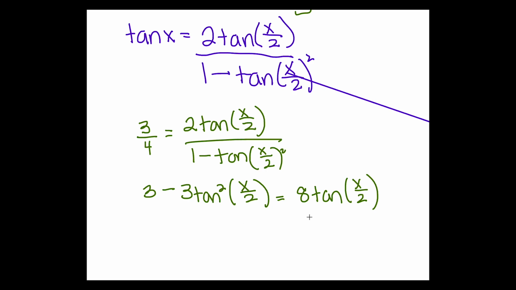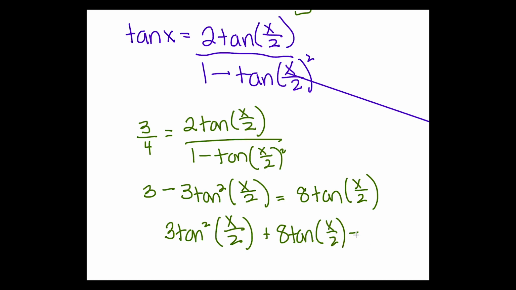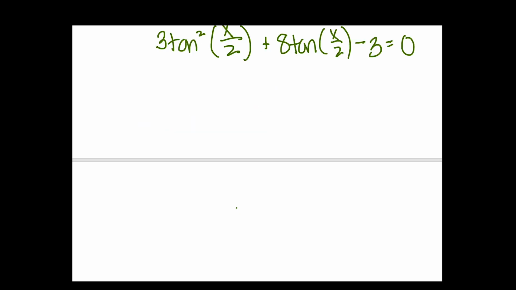Now what does this look like? Yep, once again, they've given us a trig problem in quadratic form. So we have to move everything to one side and set it equal to 0. 3 tan squared x over 2 plus 8 tan x over 2 minus 3 equals 0. Our next step, as always, is to factor our quadratic.